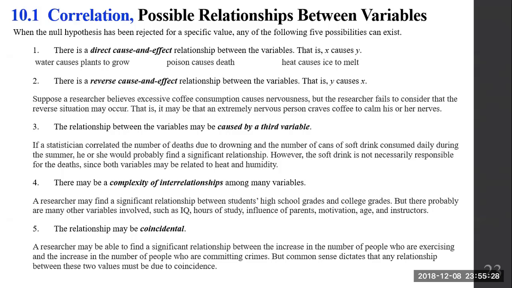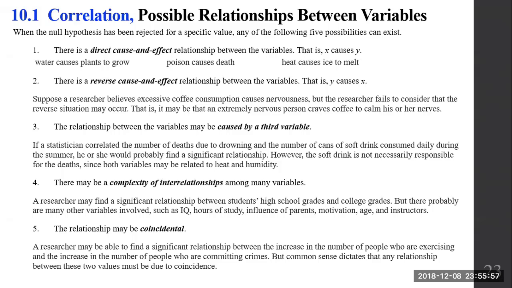interrelationships among many variables. The researcher may find a significant relationship between students' high school grades and college grades, but there probably are many other variables involved, such as IQ, hours of study, influence of parents, motivation, age, and instructors. And number 5 would be that the relationship may be coincidental.